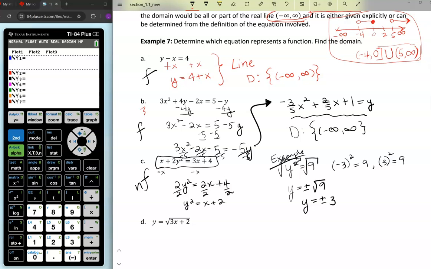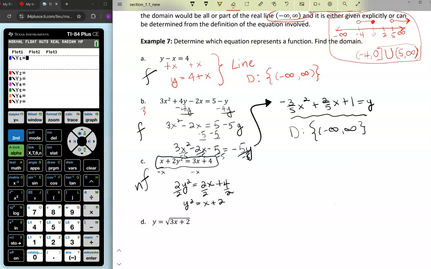I could take -3, square it, and get a 9. Or I could take +3, square it, get a 9. So I have two answers for y. I hope you remember that from previous math classes. So what we're going to do, let me erase this so I have room to write, is for the function that we're looking at, we have y squared equals x plus 2.